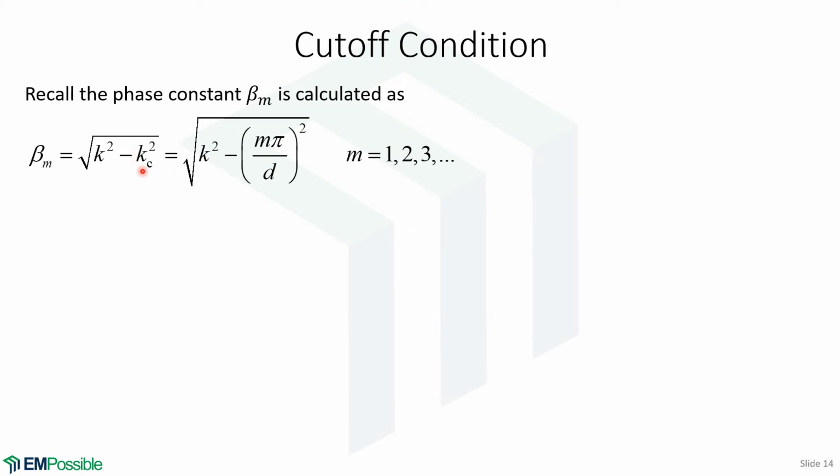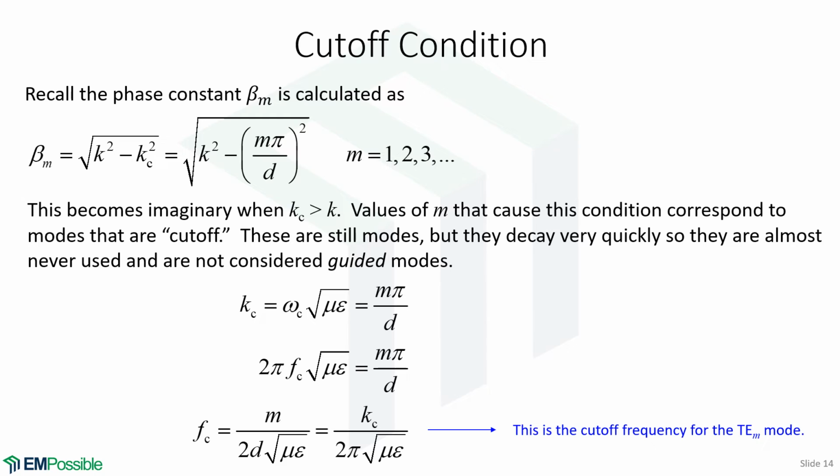And that is why this is called the cutoff wave number, because if kc becomes larger than k, this becomes a negative number, our beta becomes imaginary, and that really corresponds to a cutoff mode. It's not a mode supported by that waveguide, and all this is determined through that cutoff wave number. I'll also mention, just because the mode is cut off does not mean it does not propagate through a waveguide. In fact, it does. It's just that it decays very quickly.